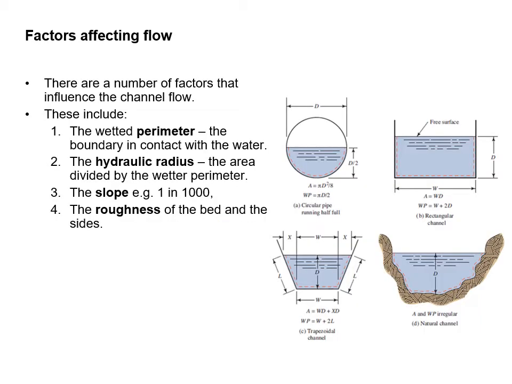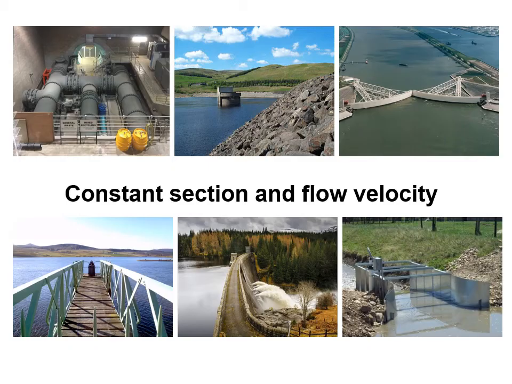So the four factors that influence flow are the wetted perimeter, the hydraulic radius, the slope, and the roughness of the bed and the sides of the channel. So we're now going to look at the relationship between constant section and flow velocity.